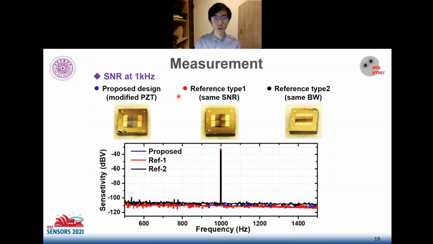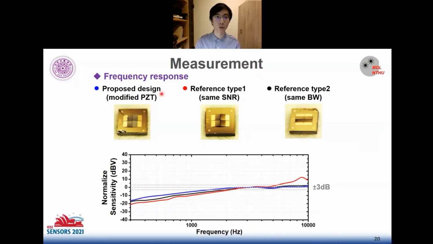The signal-to-noise ratio measurement result shows that the proposed design has a 4.5 dB increase in signal-to-noise ratio compared to reference type 2. And the frequency response measurement result shows that the proposed design has nearly 2 times larger high cutoff frequency compared to reference type 1.